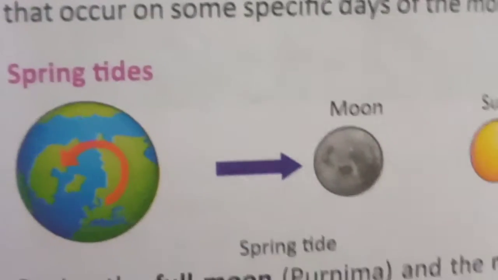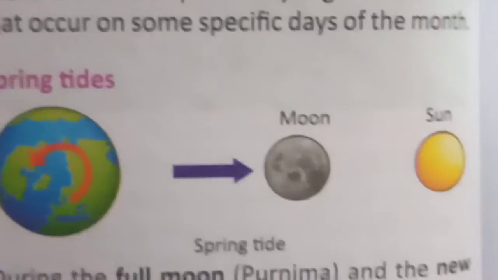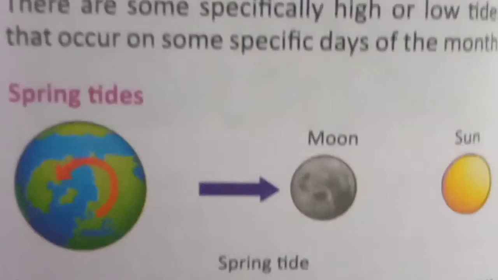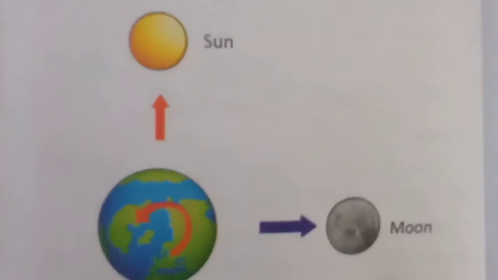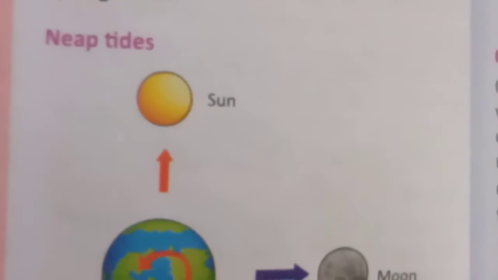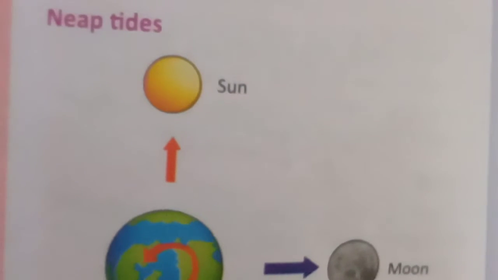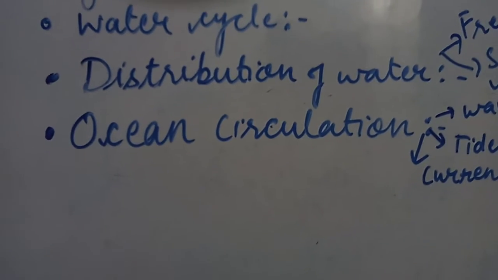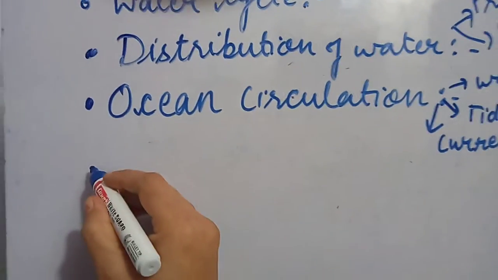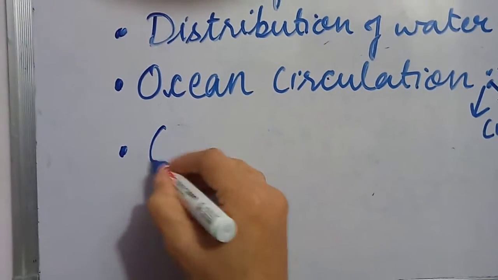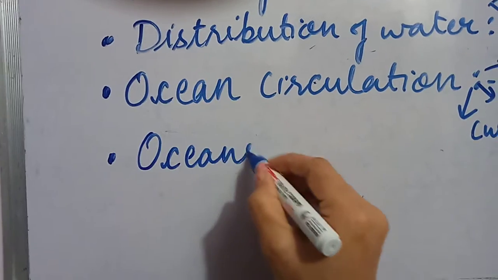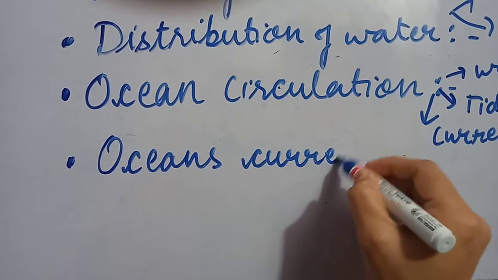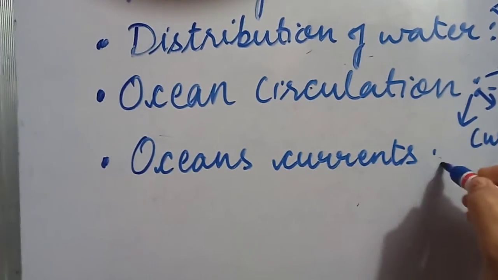Now after that we have studied spring tides, neap tides, and also the importance of tides. After the ocean circulation, we have studied ocean currents.